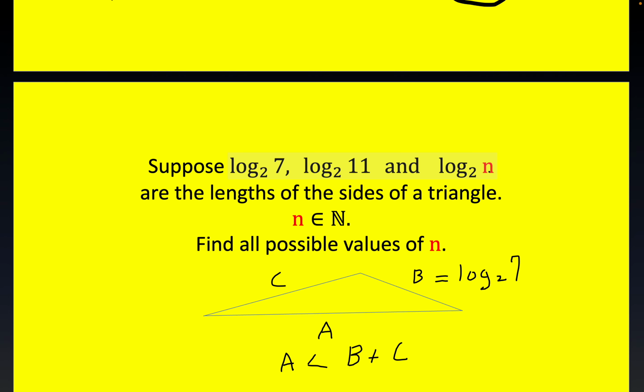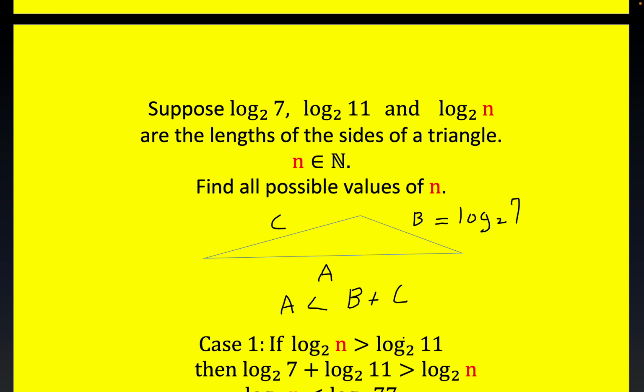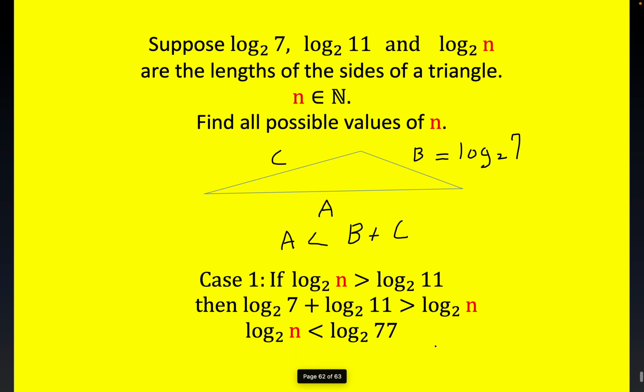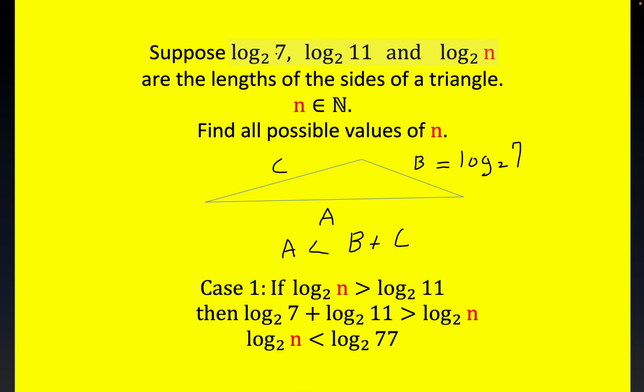But we have to actually consider two cases. We're going to take advantage of the triangle inequality, where the longer side is always less than the sum of the lengths of the other two sides. That's called the triangle inequality. We still have to break it into two cases, because it's possible that log base 2 of n would be larger than log base 2 of 11, or it's possible that it would be less than log base 2 of 11. We're focusing on log base 2 of 11 since it's a larger number than log base 2 of 7, the shorter side.